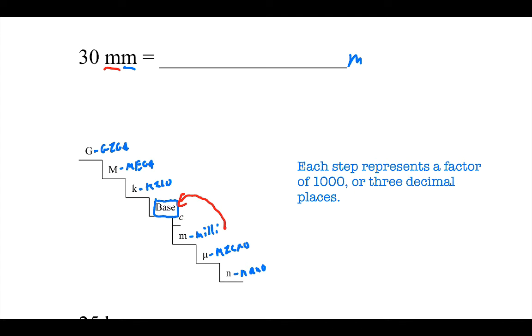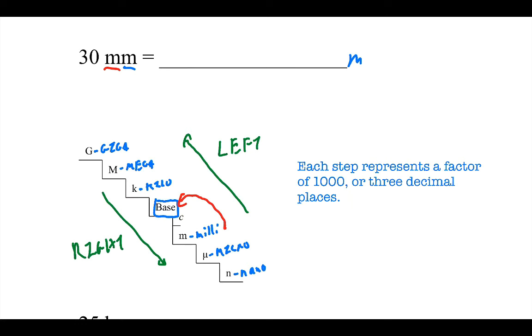So that is a factor of 1,000. The other aspect of this staircase is, if I'm going this way on the staircase, it's kind of like I'm going to the left, which means I will move my decimal left. If I'm going this way on the staircase, looks like I'm going to the right, which means I'll move my decimal point to the right. So what does this all mean?